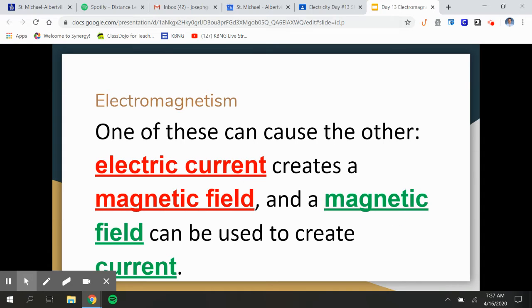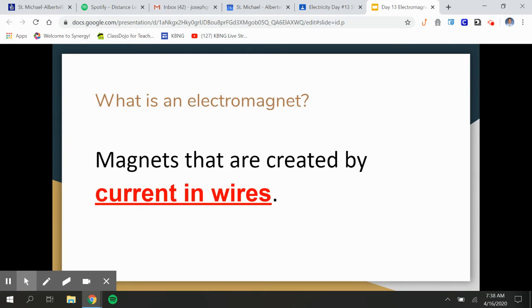So an electric current will actually cause a magnetic field, and then a moving magnetic field can be used to create a current. And this is how we actually make electricity in power plants. So if you go to almost any power plant in the world, you're going to get a giant magnet in a coil of wires, and we're going to spin one of the two, whether it's the magnet or the wires, and that spinning is going to cause the electrons in the coil of wires to move, generating electricity. So we're going to kind of go through that process.